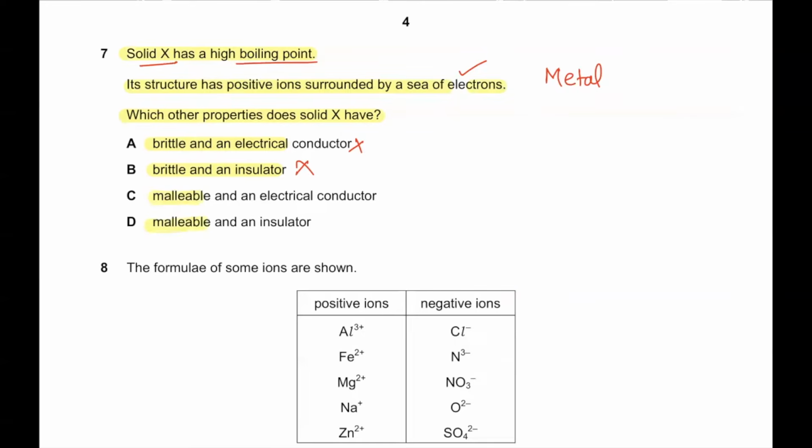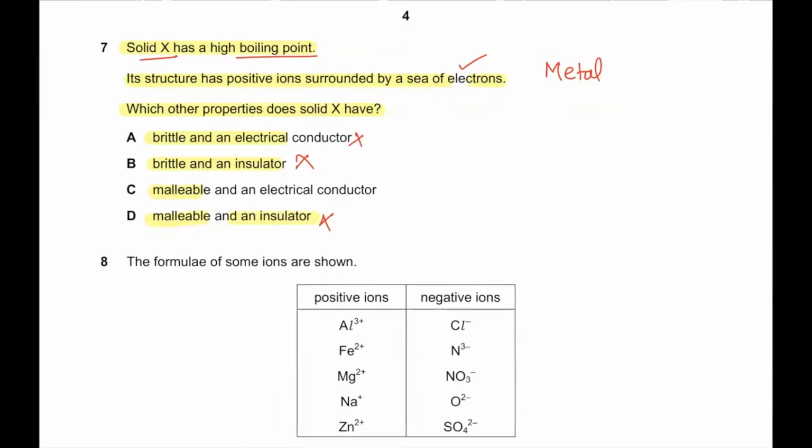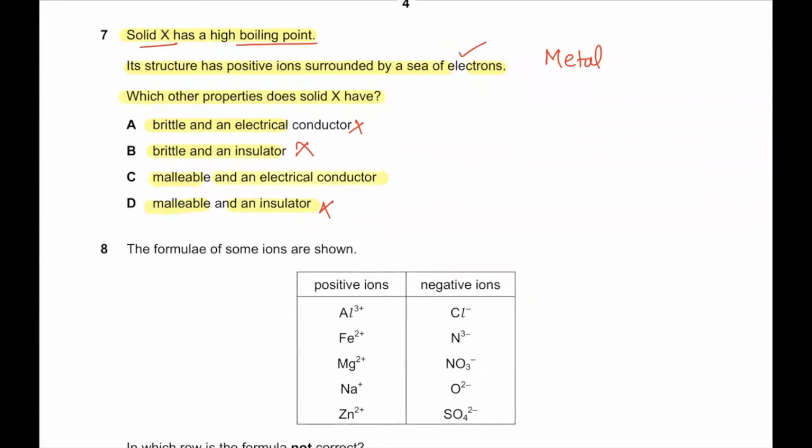So C and D have malleable character. Metals are not an insulator, so that is definitely wrong. Metals are a good electrical conductor. So C is the best answer for this one. Guys, moving on to question number 8.